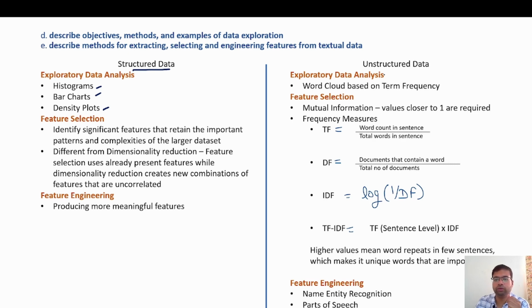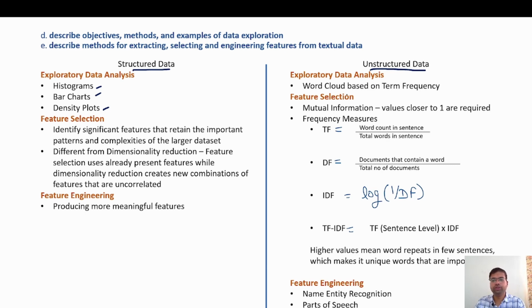Now for unstructured data, exploratory data analysis starts from your bag of words. You go to your document term matrix and see how many times a particular term is repeated in a particular sentence or document.